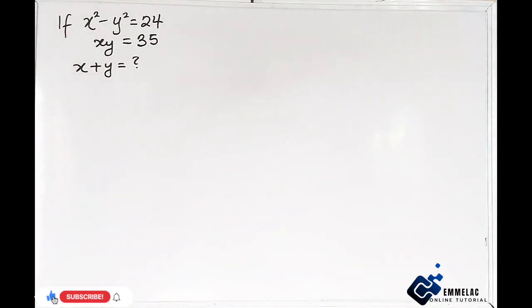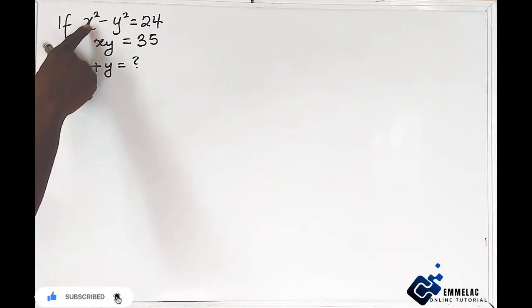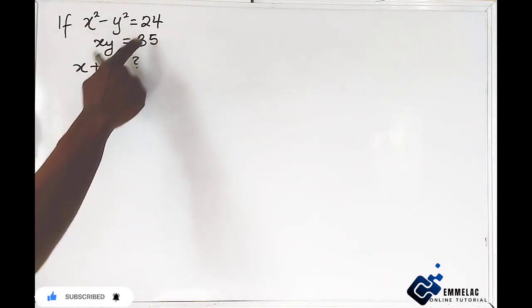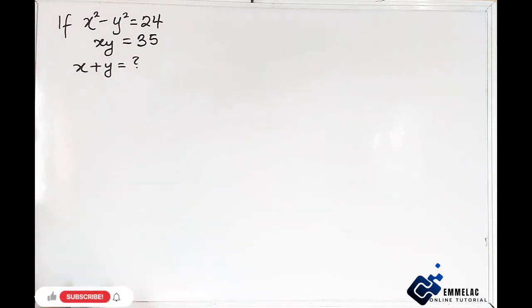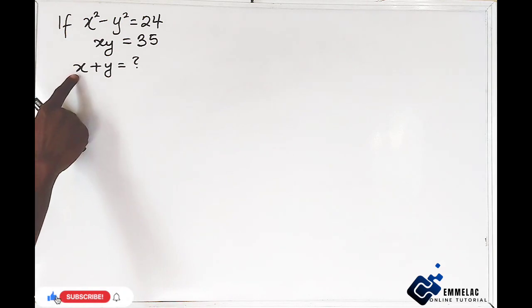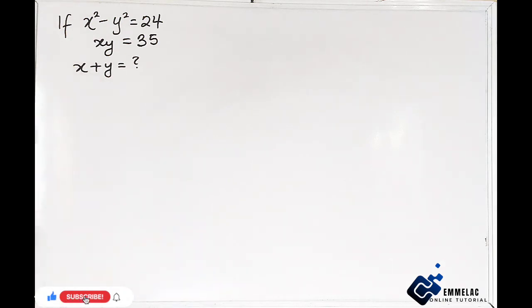Now let us consider this Olympiad math challenge question, and it says if x raised to the power of 2 minus y raised to the power of 2 equals 24, and the product of x and y is 35, so what is the value of x plus y?